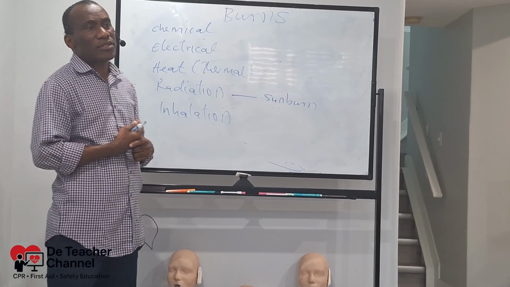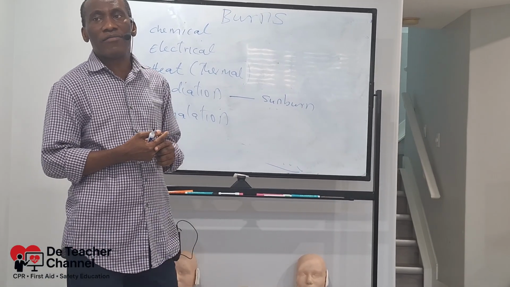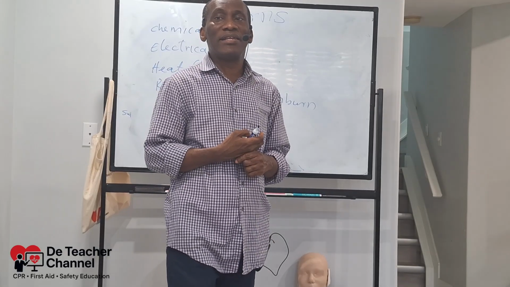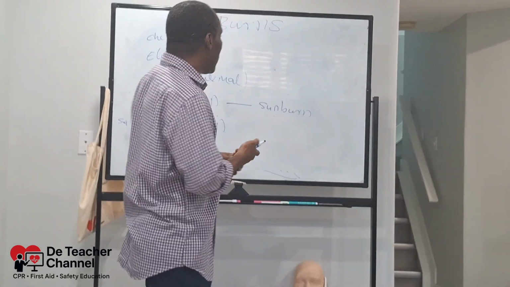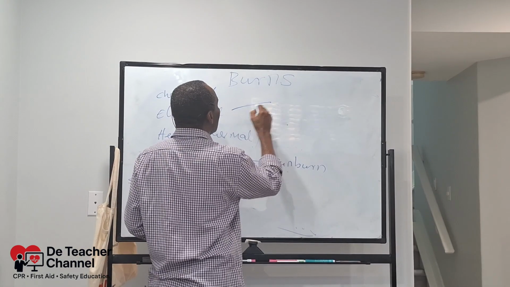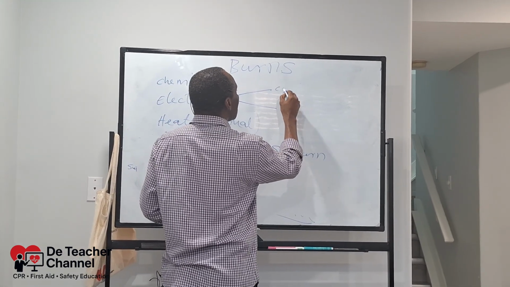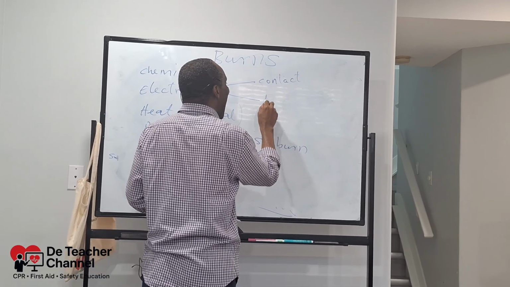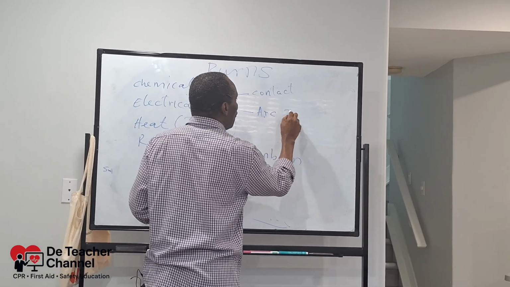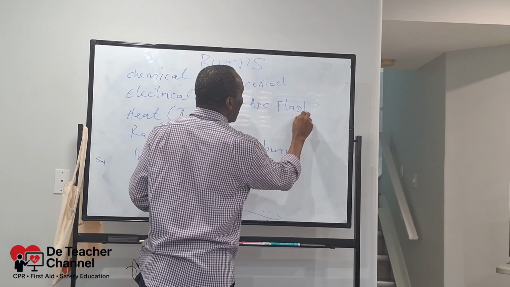So how many types of electrical burn do we have? Arc flash. Okay, there are two types discussed: contact burn and arc flash burn.